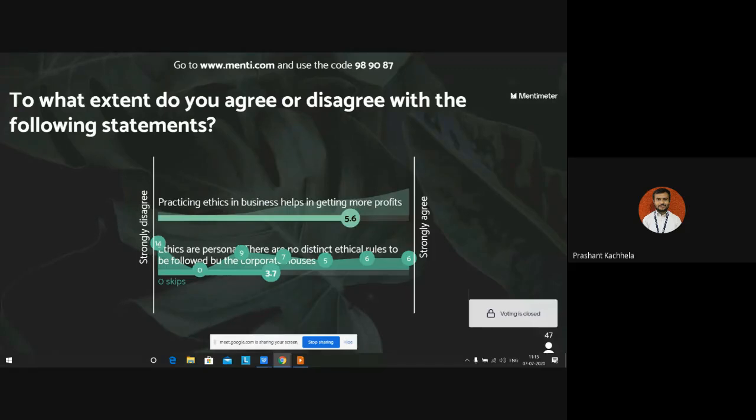So they think that there are no different rules regarding ethics, and corporate houses are also bound by some general ethics. If they are not following, then it is very harmful. Okay, so there are 14 people who think this. There are 6 people who do agree. They agree that there are different ethical rules and regulations, and they are different from personal as well as corporate houses' ethics too.